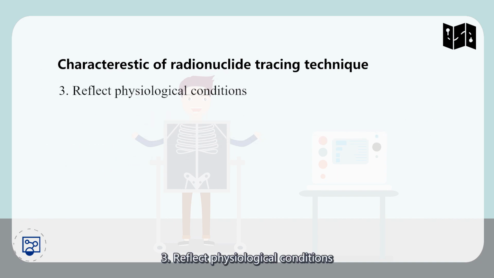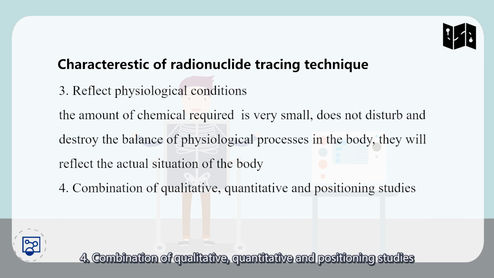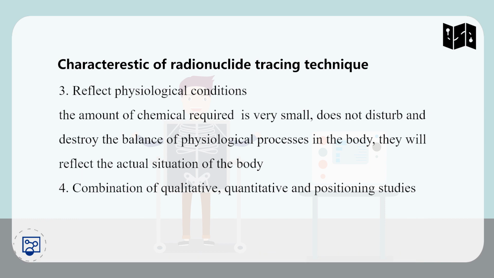The third, reflect physiological condition. The amount of chemical required is very small, does not disturb or destroy the balance of the physiological process in the body. They will reflect actual situation of the body. The last, combination of qualitative, quantitative, and position studies. So with this technique, you can know the radioisotope, where it is, yes or no, or how much.